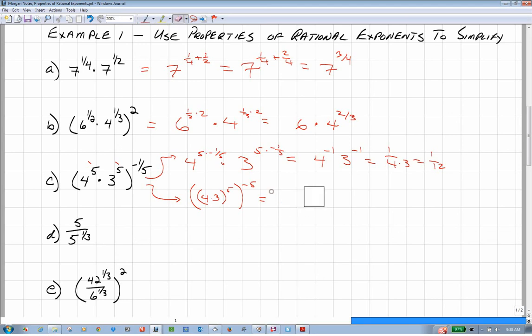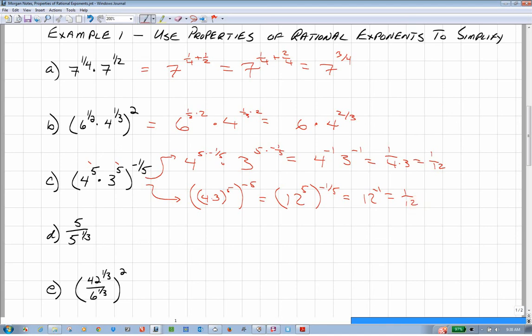Let me just write that a little different. 12 to the 5th to the negative 1/5. That would be 12 to the negative 1, which is 1 over 12. So in the case where I had the same exponents, then they could combine inside parentheses like I did.